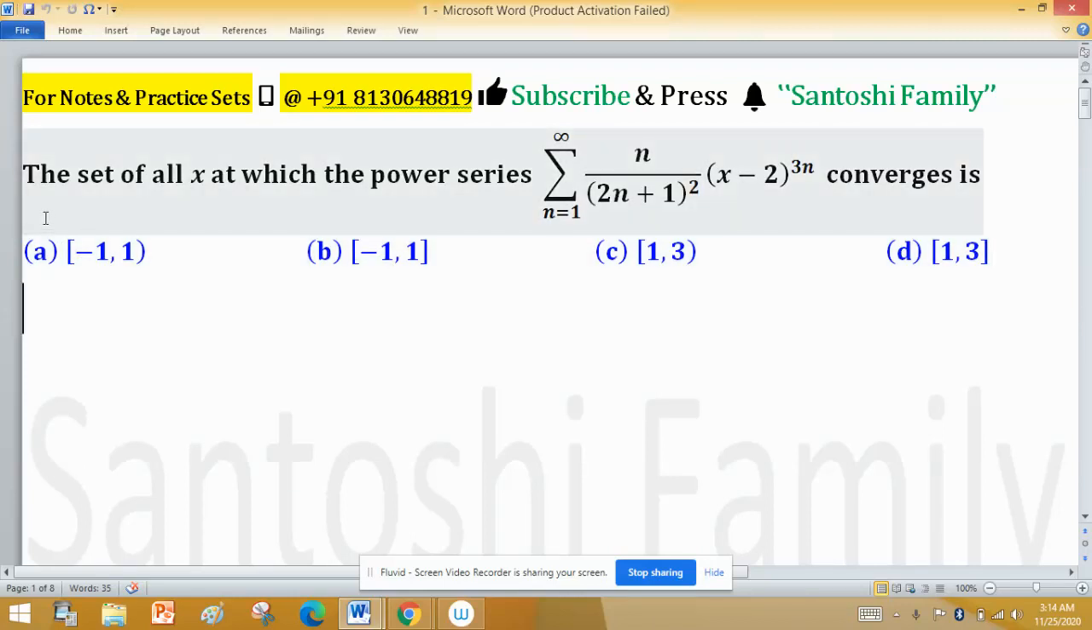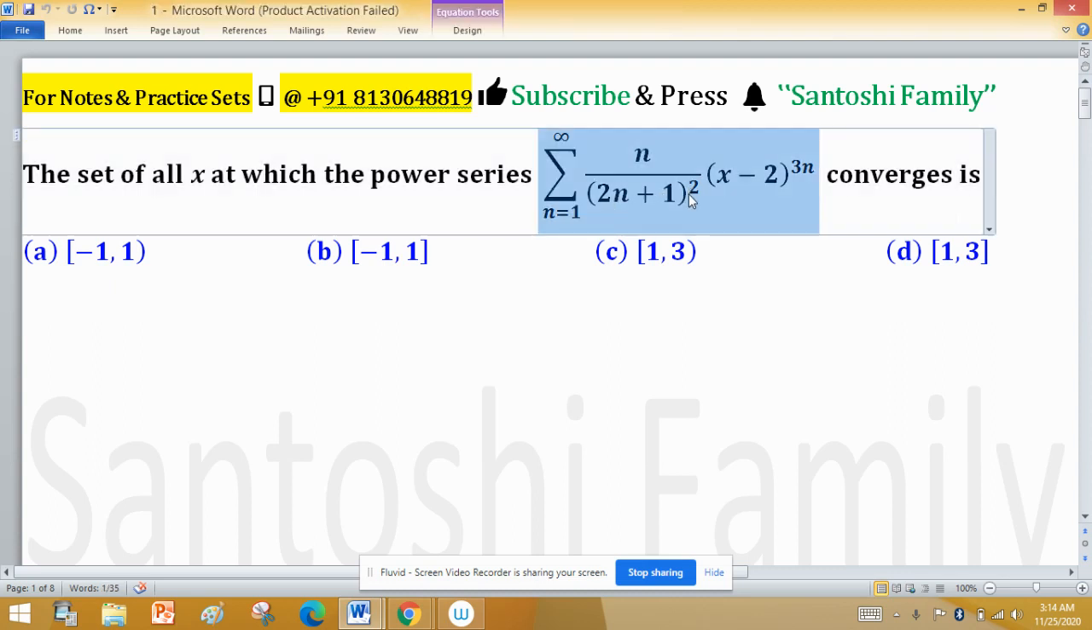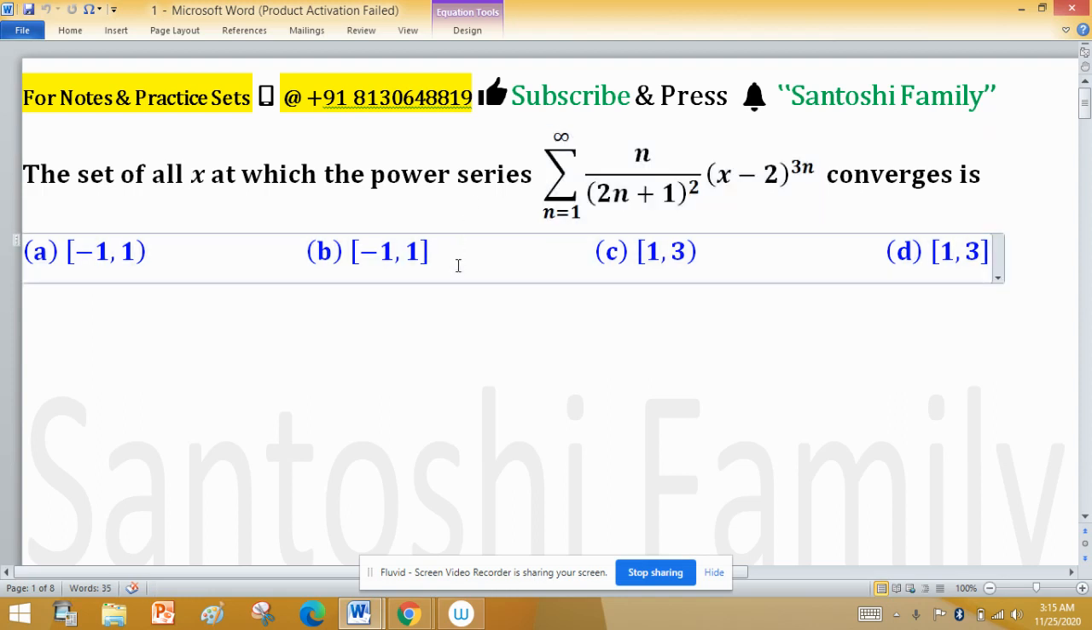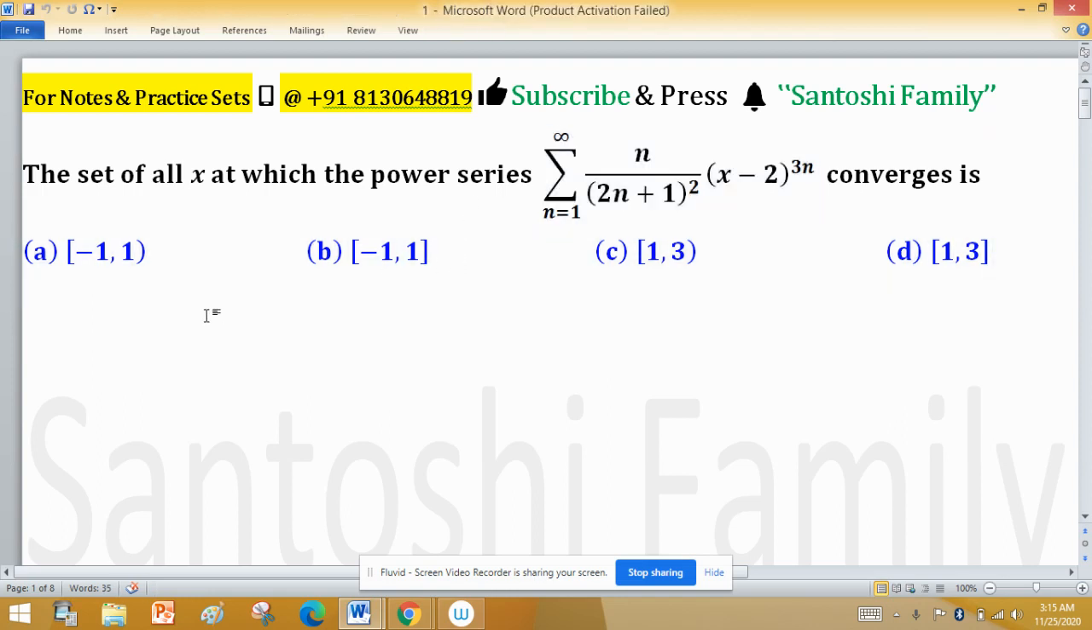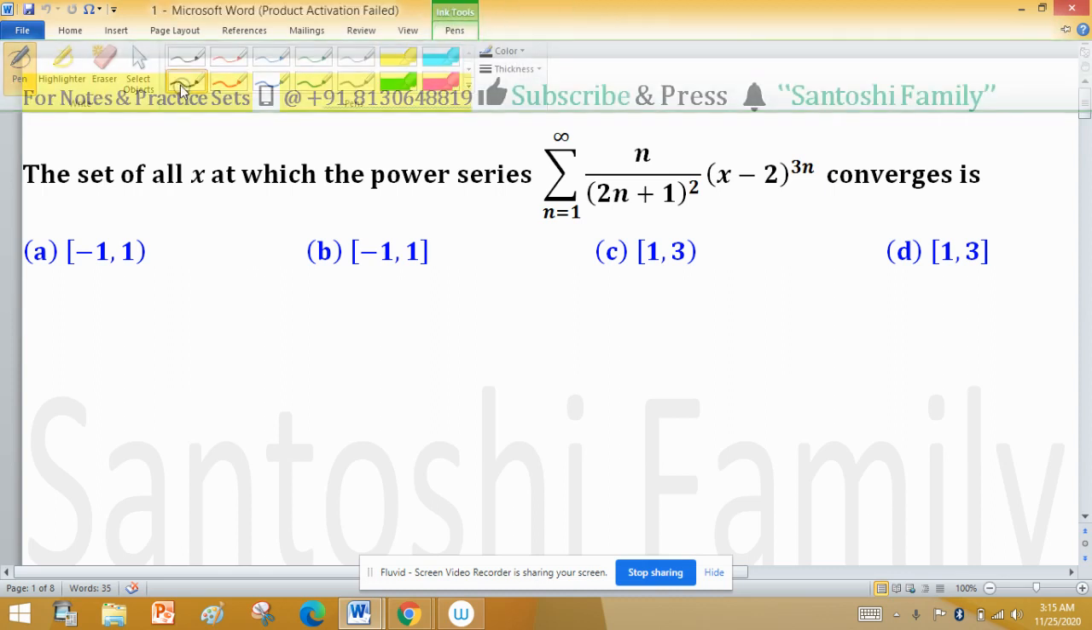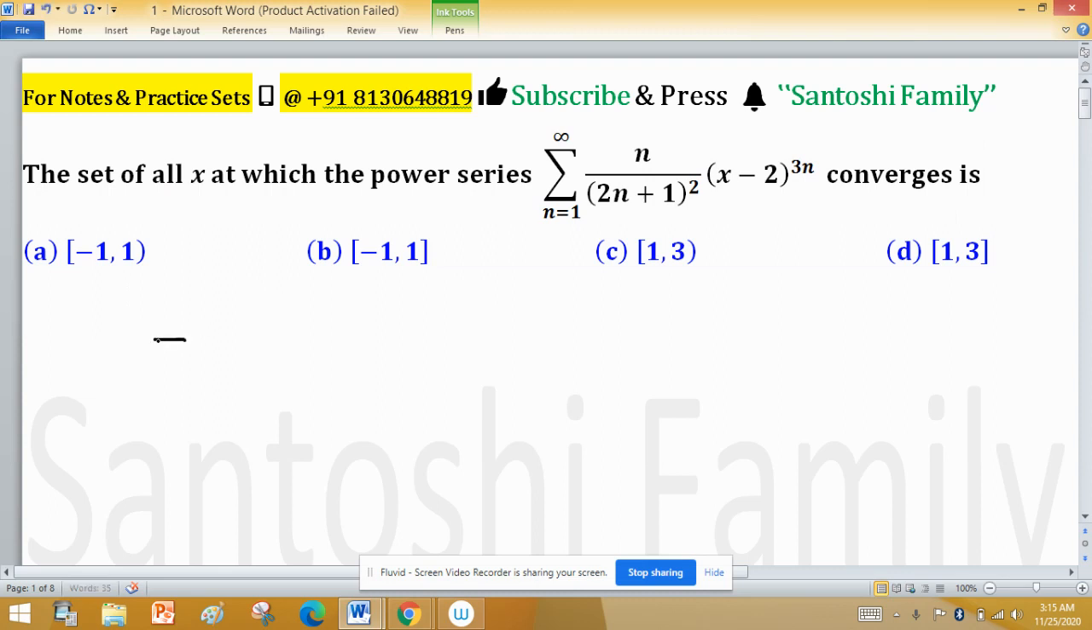The set of all x at which the power series, summation running from 1 to infinity, n upon (2n plus 1) whole square, (x minus 2) raised to the power 3n, converges is given as an interval, and we have to find which interval is right. As the power series is given and we have to find the set for x, the power series is summation n upon (2n plus 1) whole square (x minus 2) raised to the power 3n.